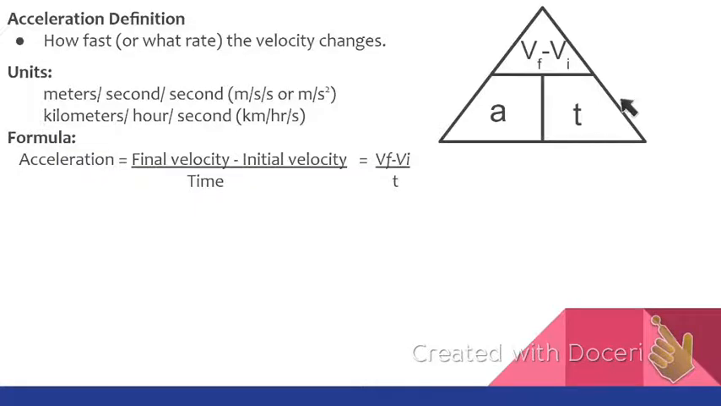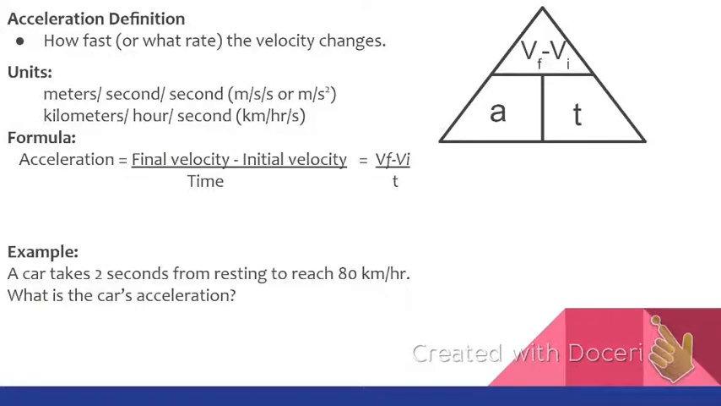This absolutely has a power triangle for it. So our acceleration equals the change in velocity, which is essentially this upper part right here, velocity final minus velocity initial, over time. So that's a great way to use this power triangle.